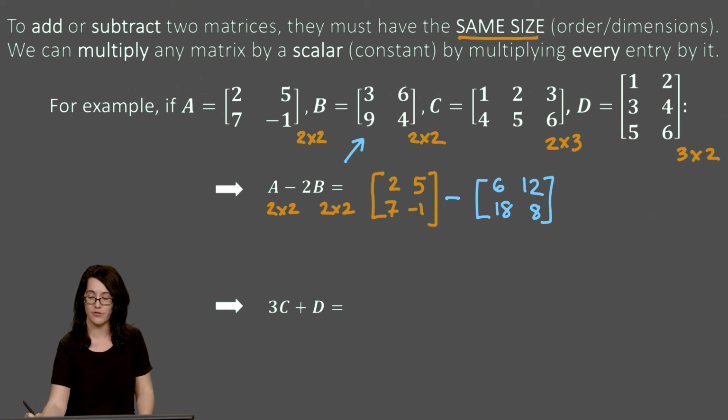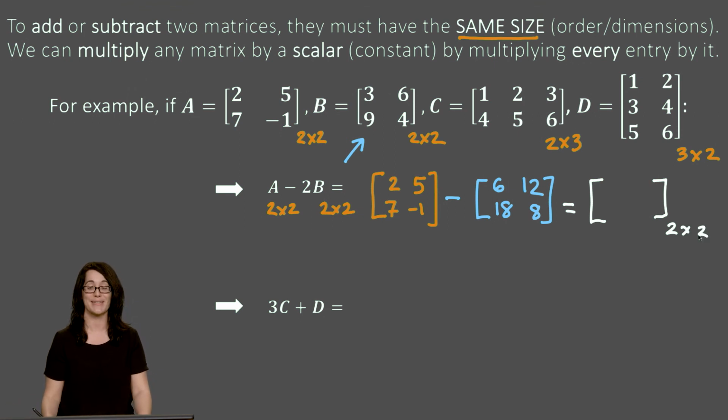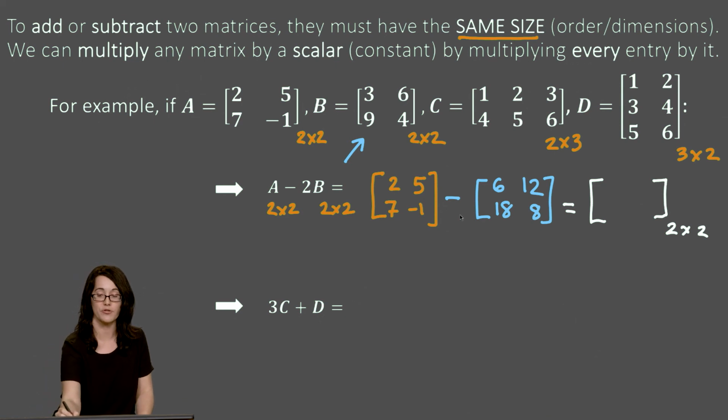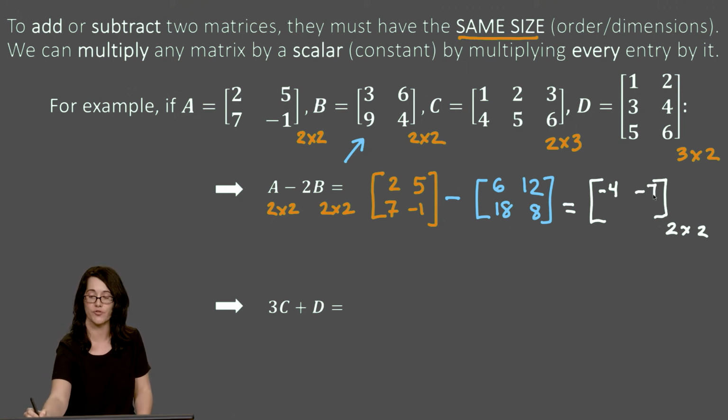In order to do this matrix subtraction, we simply will subtract our entries that are in the exact same location to produce another 2 by 2 matrix. So let's take a look at our answers. You can try it on your own and then see what your answer is. Okay, so we did 2 minus 6, which was negative 4 for entry 1, 1. We did 5 minus 12, which was negative 7 for entry 1, 2. We did 7 minus 18, which was negative 11 for entry 2, 1. And we did negative 1 minus 8, which is really negative 9 for entry 2, 2.